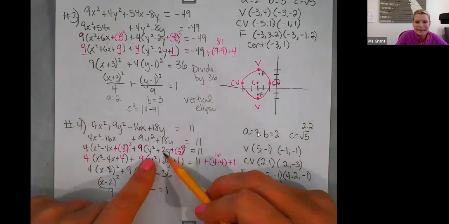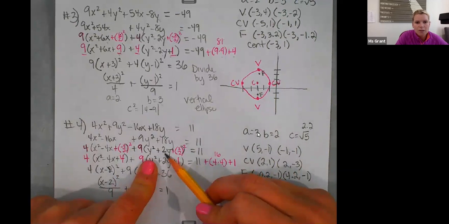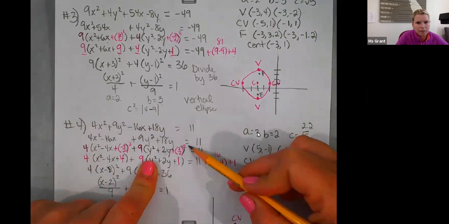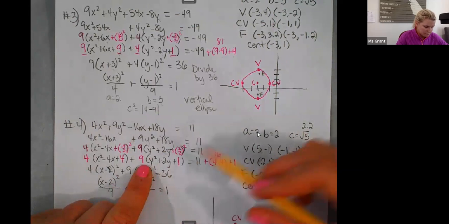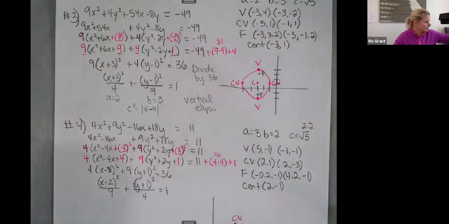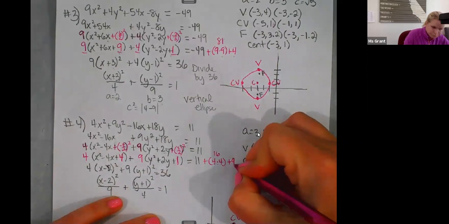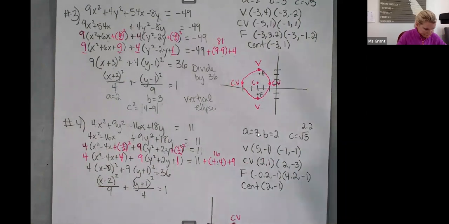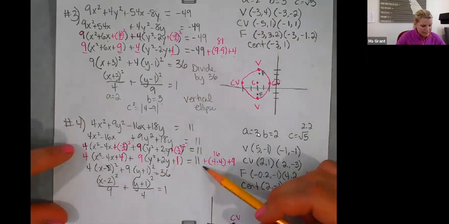Then I GCF'd out a 9. Y squared plus 2y, and then I did b divided by 2 squared. 2 divided by 2 squared, that's 1 squared. The 9 times 1 is 9. Just wrote a 1. It's a 9. Okay. 11 plus 16 plus 9.